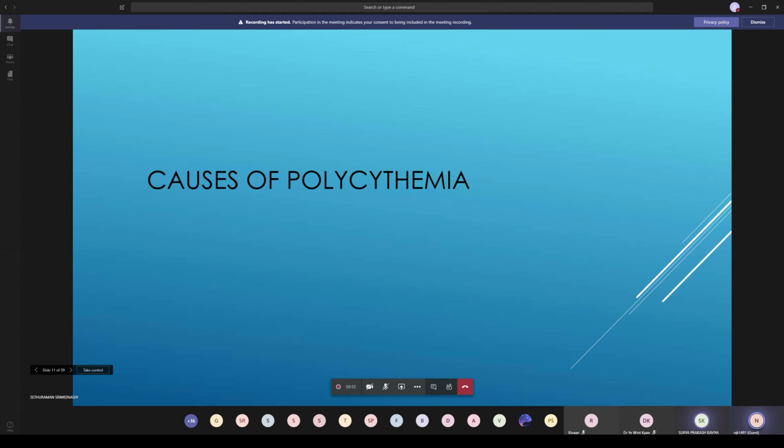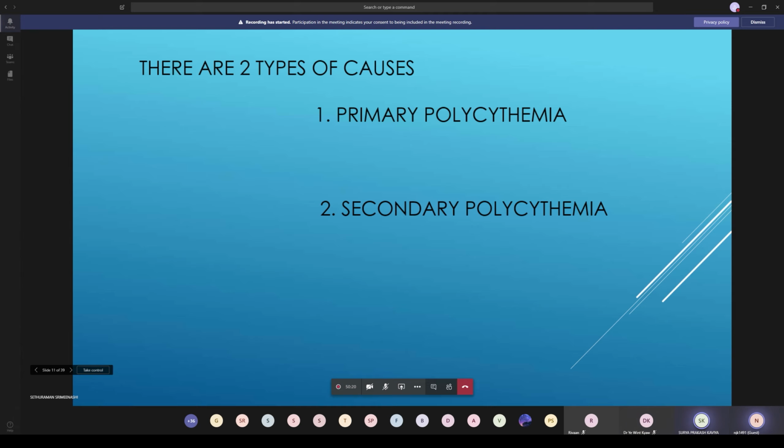Good morning, doctor. This is Kavya Suryaprakash. I'm here to explain about polycythemia. Polycythemia is actually also called polyglobulia. It is a disease state in which the hematocrit is elevated. The hematocrit is the volume percentage of red blood cells in the blood, and it is classified into two types: primary and secondary polycythemia.